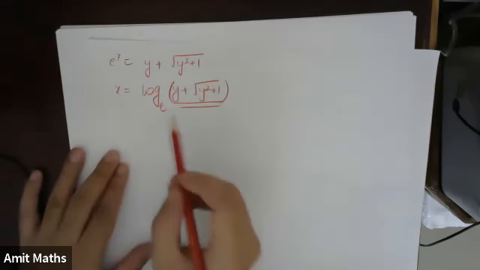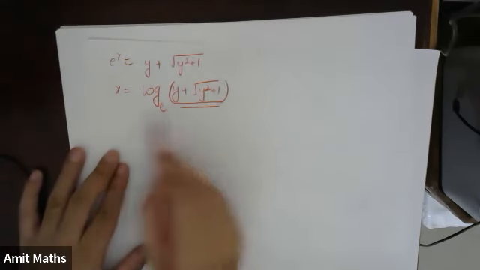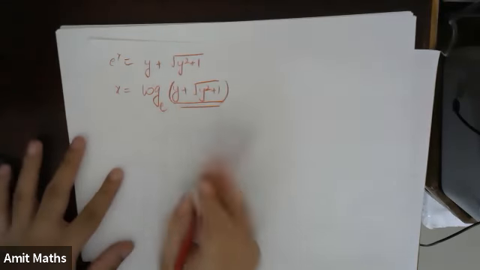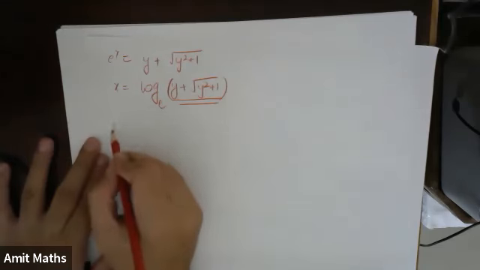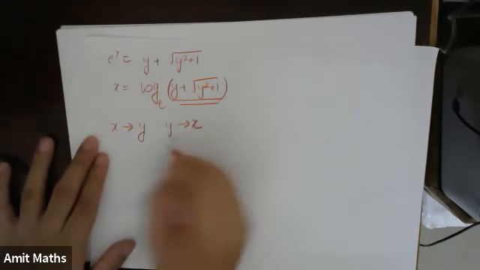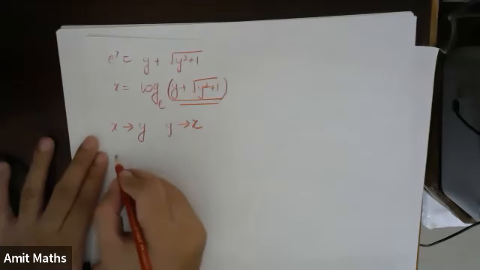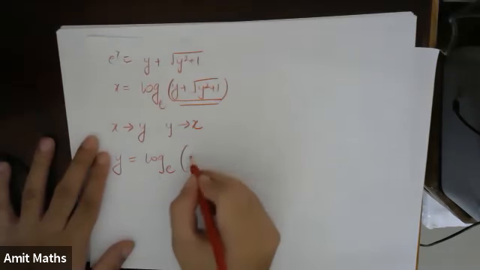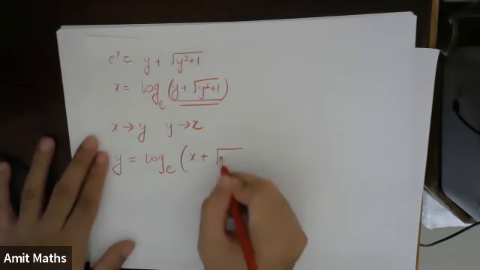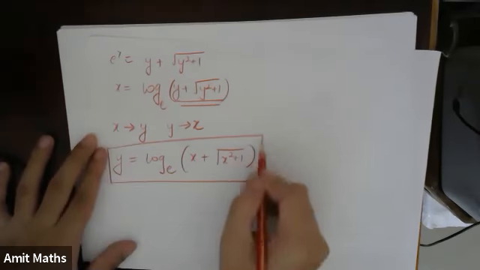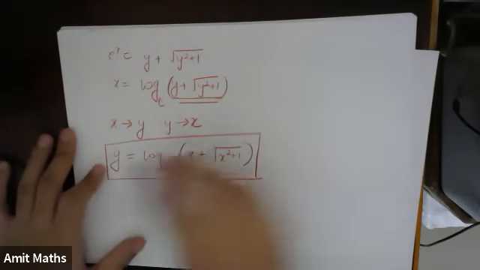Understood? Fine. So if this is x in terms of y, to find the inverse, I will change x to y and y to x. So if I interchange x and y, this will become y equals log base e of x plus under the root of x square plus 1. So this is the inverse of the function.